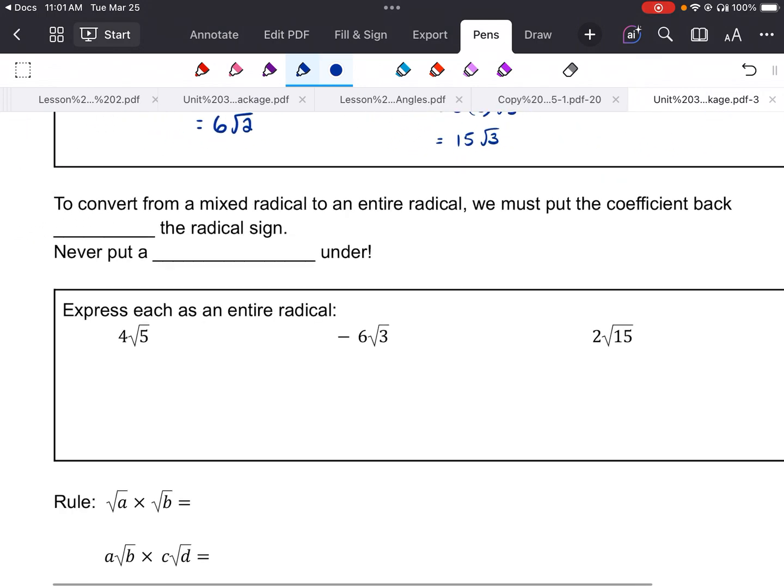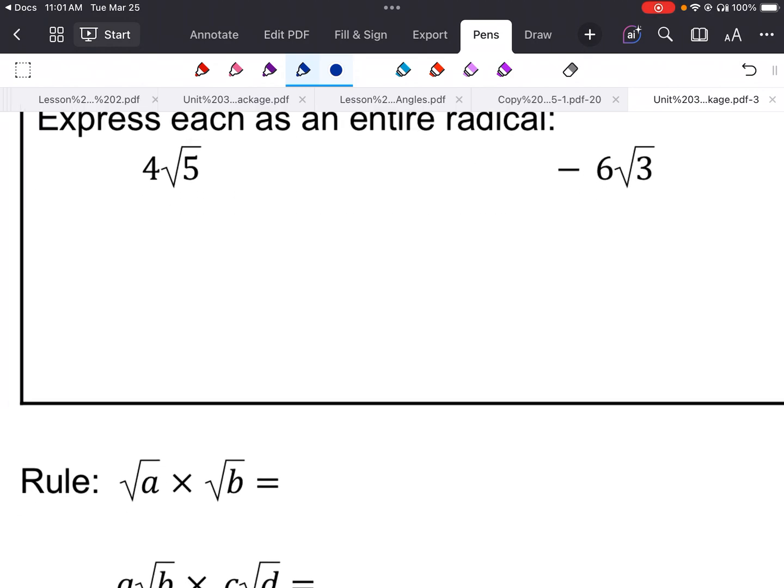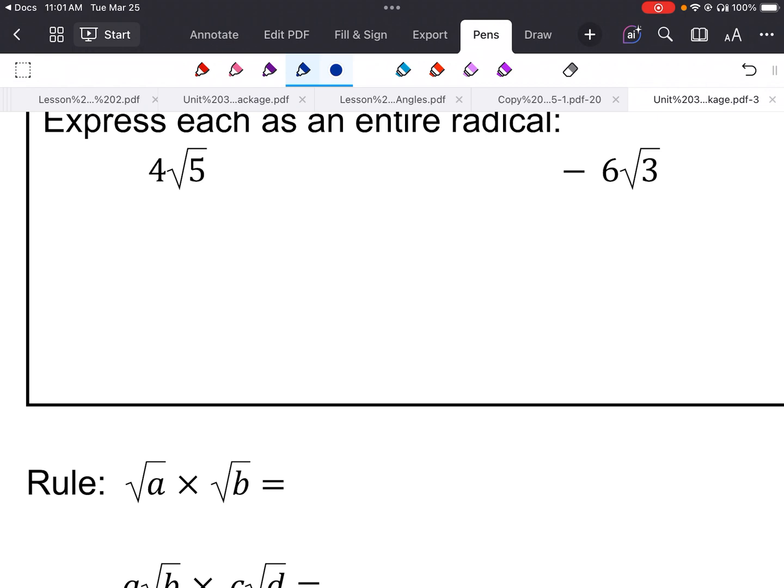To convert a mixed radical to an entire radical, we must put the coefficient back under the radical sign. And we never put a negative under the radical sign because you cannot square root a negative. Okay, so we're going the opposite way this time.